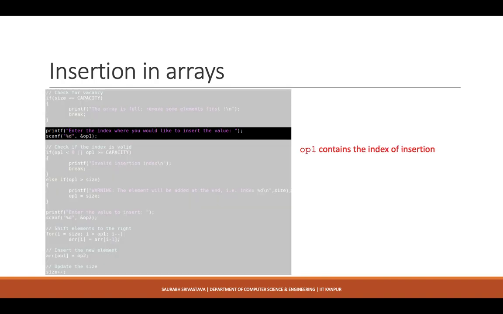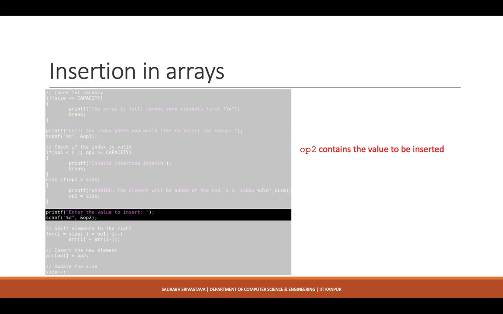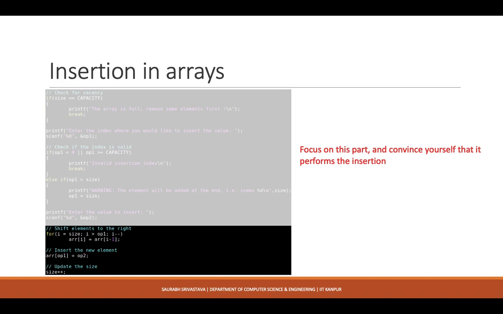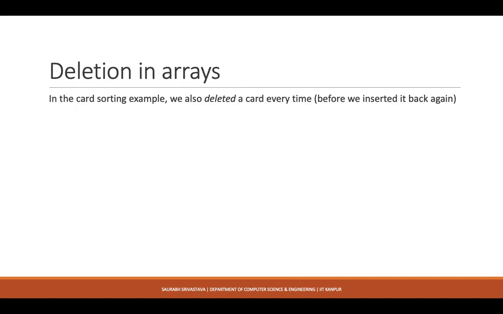Essentially, what I'm trying to show here is that insertion requires two operands. The first operand is the index at which you want to do the insertion, and the second operand is the value that has to be inserted at that particular point. So there are two operands when you do insertions, and this is the actual C code which is doing the insertion. It is your responsibility to read it and understand if this works or not. Now, similar to insertion, there's another operation called deletion.